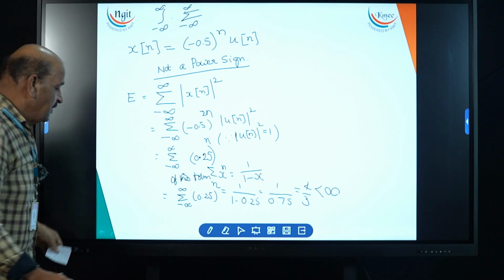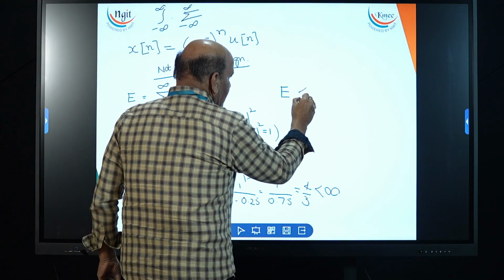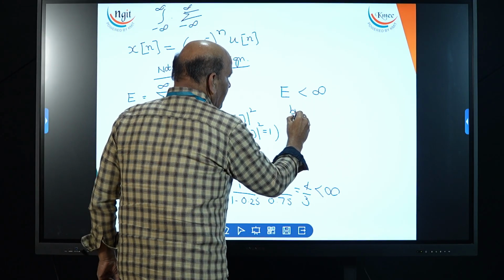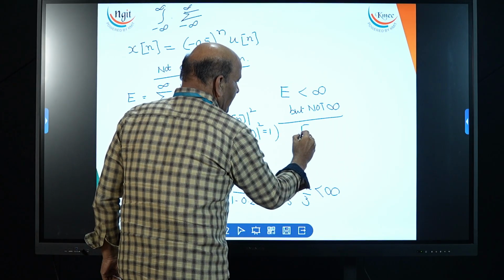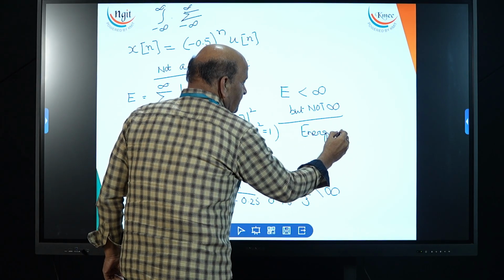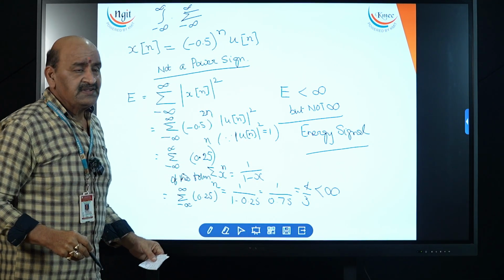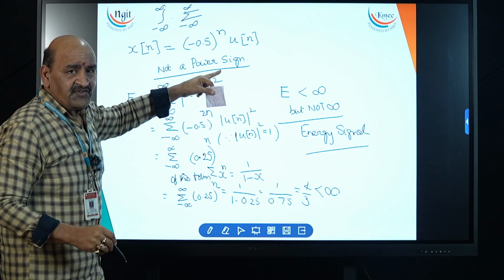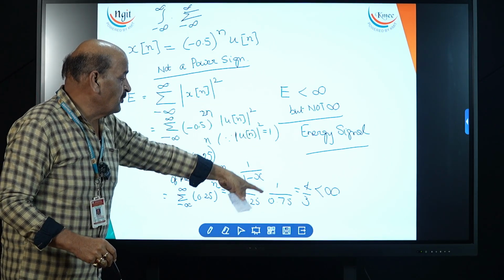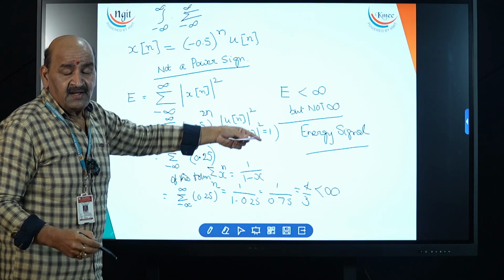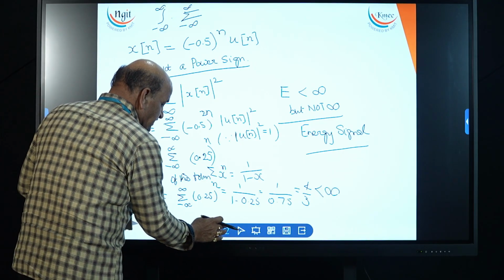Therefore, in this problem, the energy of the given signal is less than infinity, but not infinity. Therefore, it is an energy signal. How can we say energy signal? In the previous step, it is not a power signal. Now we tested for energy signal, and the output is less than infinity. Therefore, it is an energy signal. Now, let us do another problem.